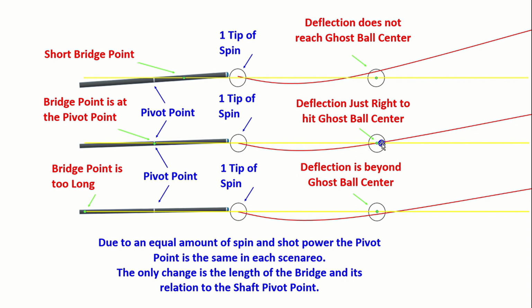When you bridge at this pivot point and aim dead straight through the center of the cue ball to the center of the ghost ball, then apply 100% backhand English, the deflection will perfectly return the cue ball to the ghost ball center.